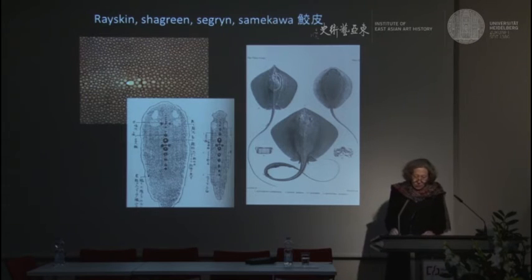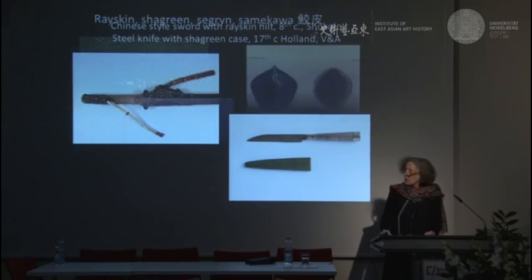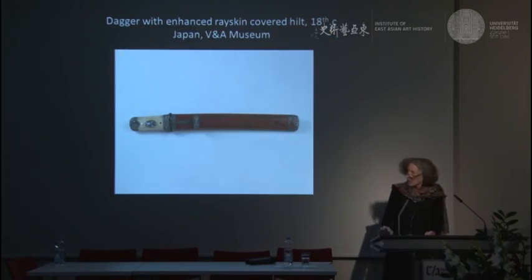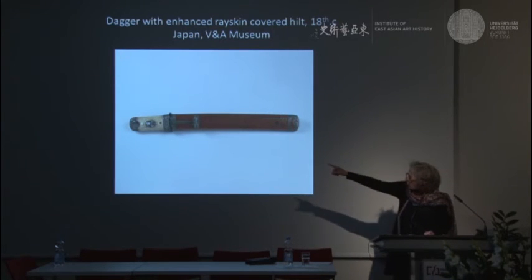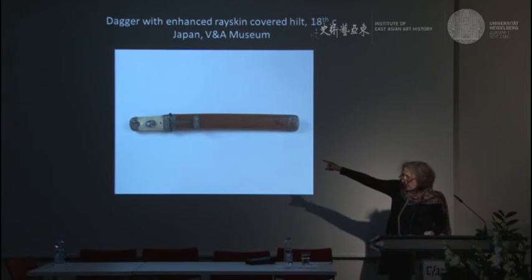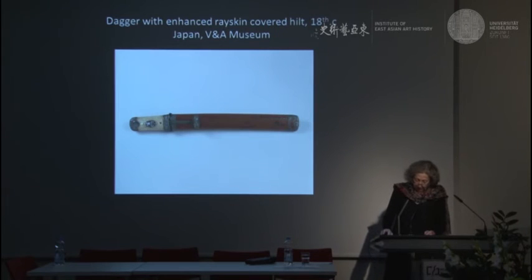Now, for centuries, the use of ray skin on the Japanese archipelago seems to have been limited to swords, but the growing availability in the 16th century of much larger and more dramatically patterned skins from South and Southeast Asia. Here you see a dagger that shows the vertical alignment of the ray skin along the same line as the blade.